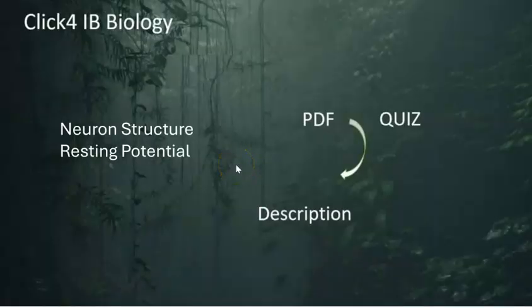This playlist is relating to neural signaling and the nature of nerve impulses. In this particular video, we're going to be looking at nerve structure and the development of resting potentials.